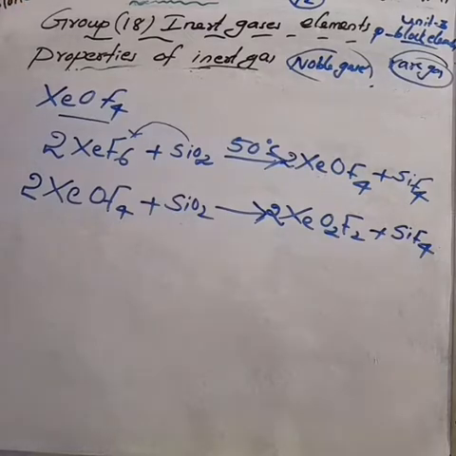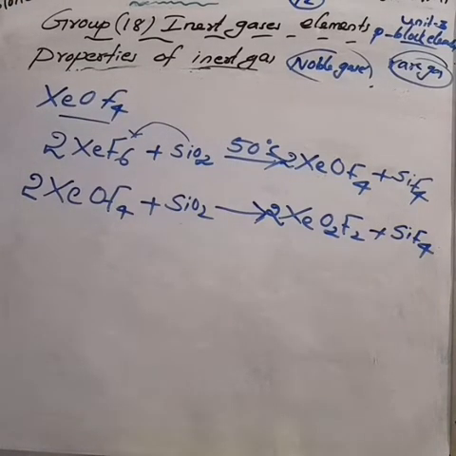What about the xenon? Xenon is also balanced. What about the fluorine? Fluorine is 2 into 4, which is equal to 8. Here also 4 plus 4 is equal to 8. Now the equation is balanced.